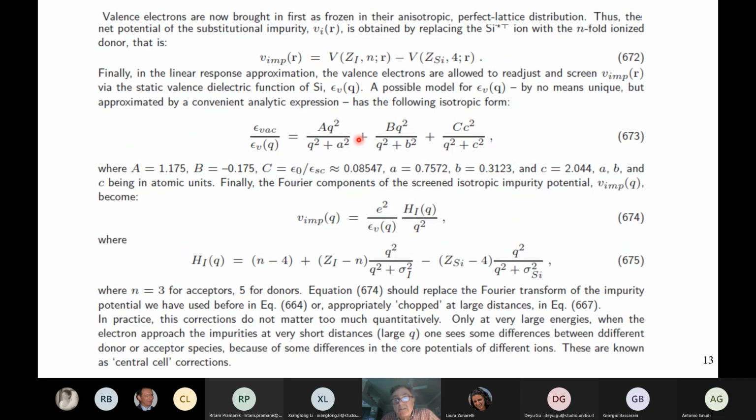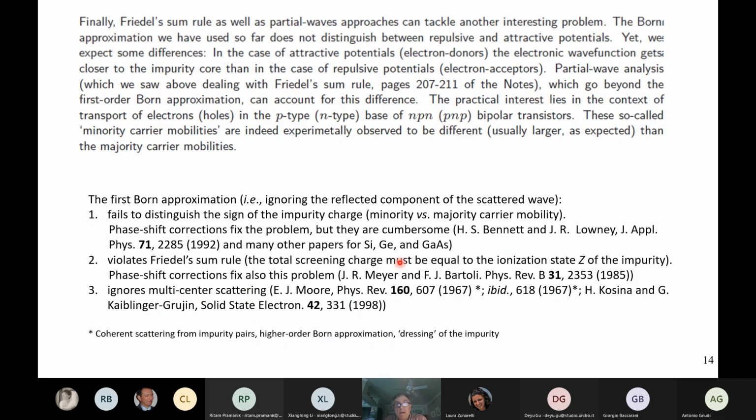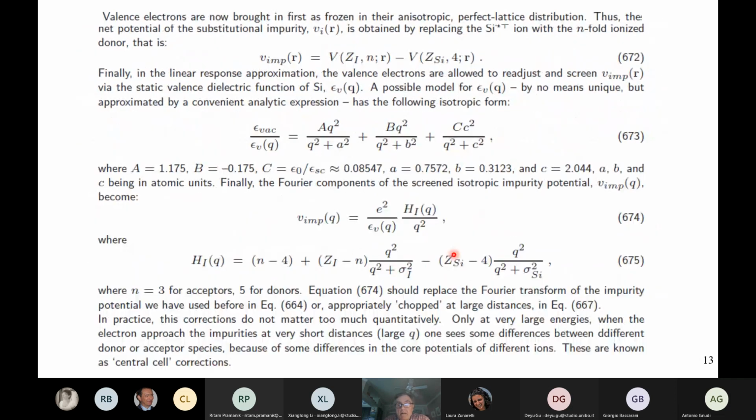Then you screen it. Notice that valence electrons can contribute, and indeed there are several models. I use here a particular model for the momentum dependence of the dielectric function of the valence electrons, and having screened it, you can find what is the potential that you would have if you did this replacement. And the situation is that, sorry, mistake here, the effect that you have is extremely small. There is very little effect that can permit you to distinguish the mobility between p-type silicon doped with boron or indium, for example, or n-type silicon, phosphorus, and arsenic.